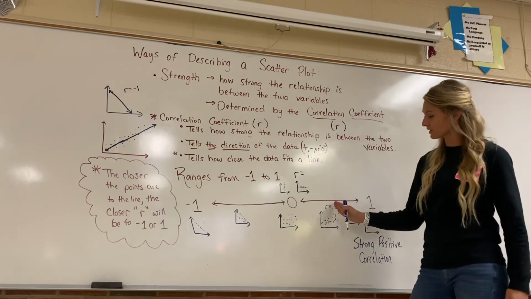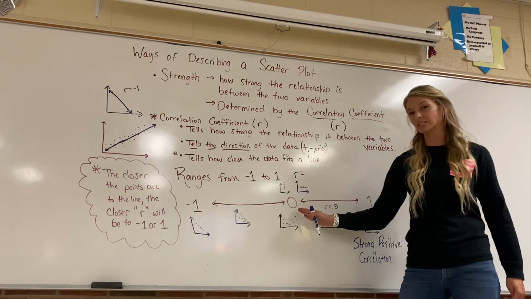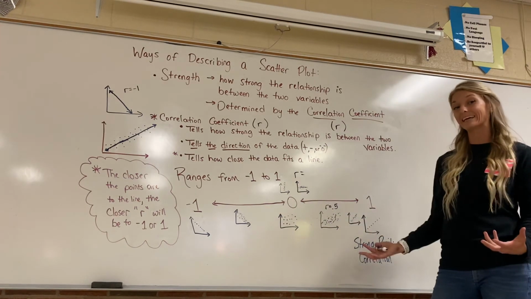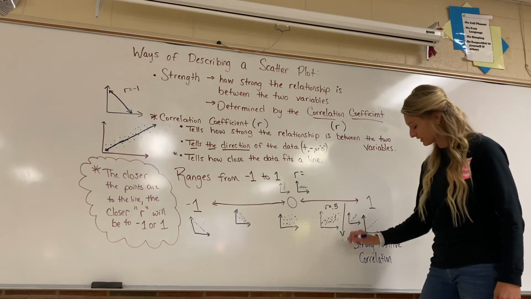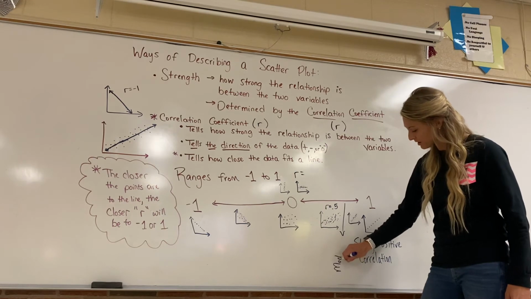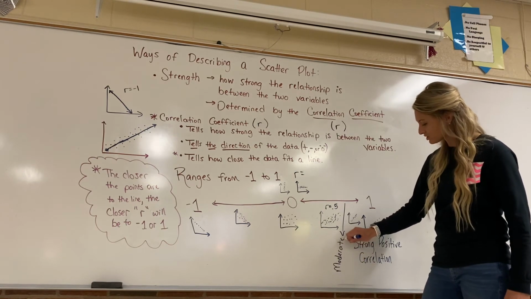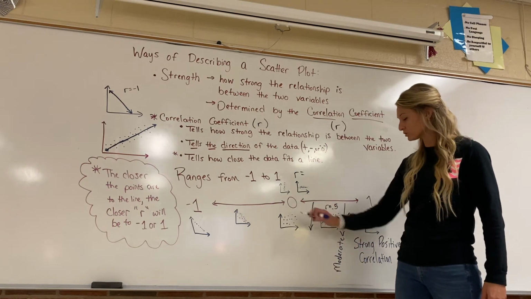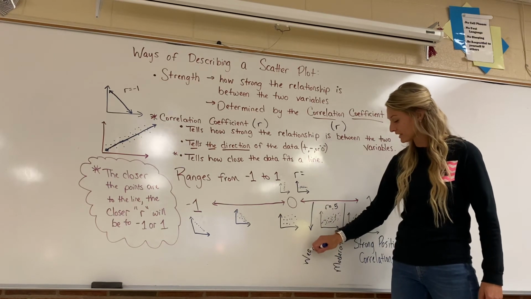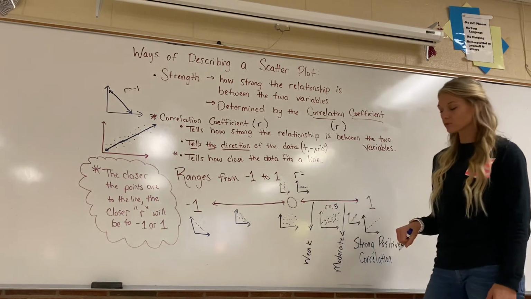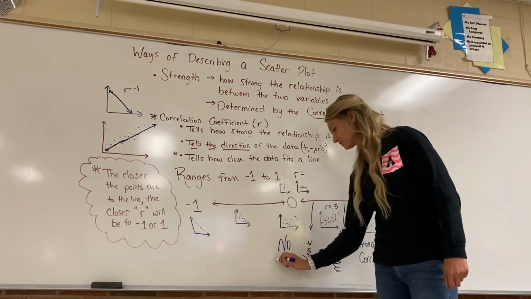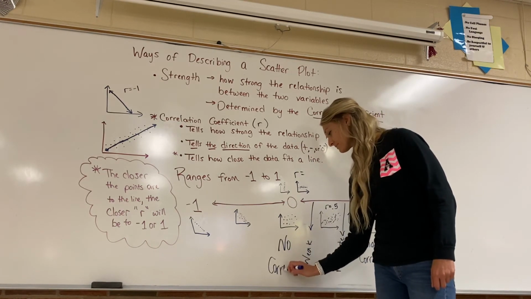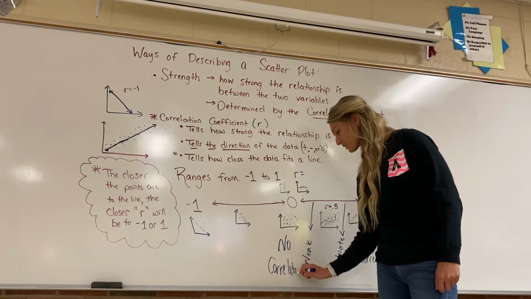If it was somewhere from 0.5 closer to 0, that would be more of a weak correlation coefficient. So we could put little labels. This would be a moderate positive correlation. If it was somewhere in here closer to 0, you would say it has a weak positive correlation. If it was 0, then it has no correlation. So make sure you say that. And then kind of the same thing the other way.